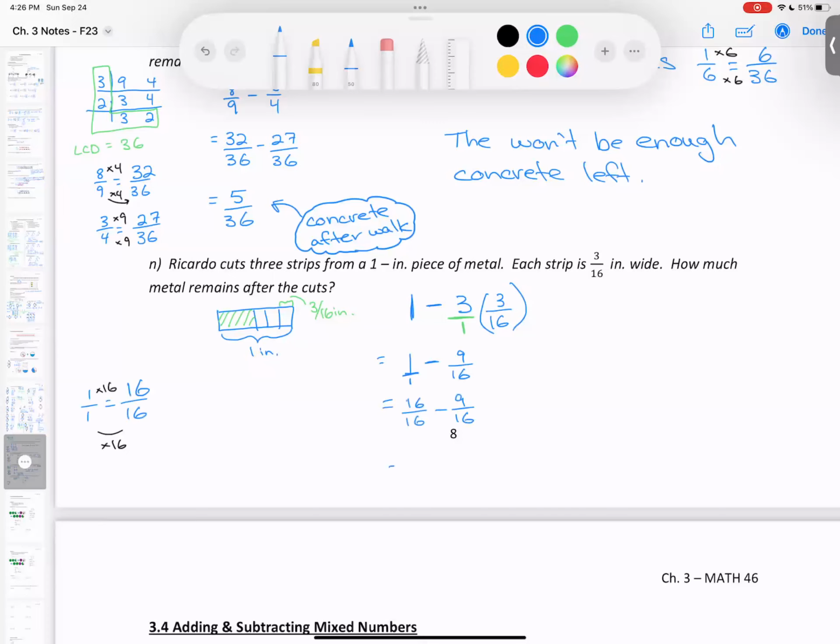Now we have like fractions, so we can subtract them. 16 minus 9 gives me 7, so I have 7/16. So we can say 7/16 of an inch of the metal remains. And that's it for section 3.3.